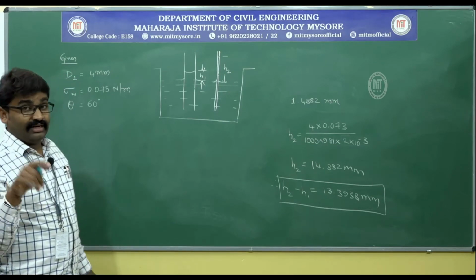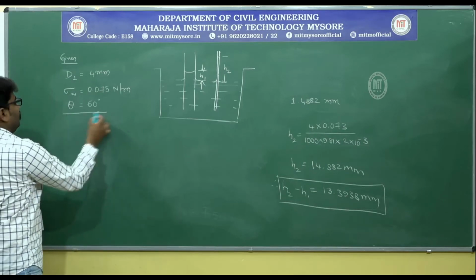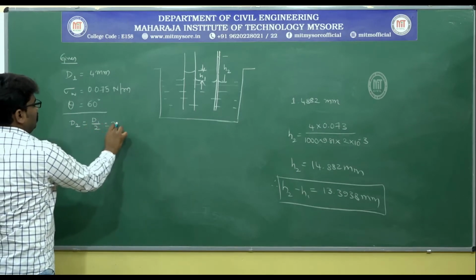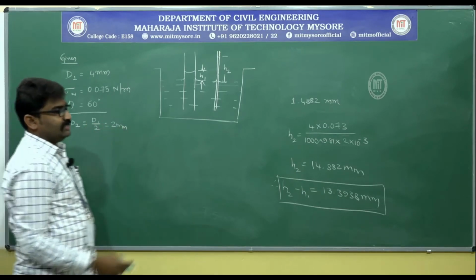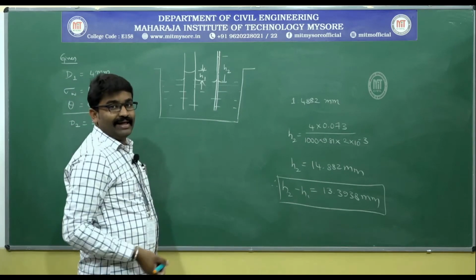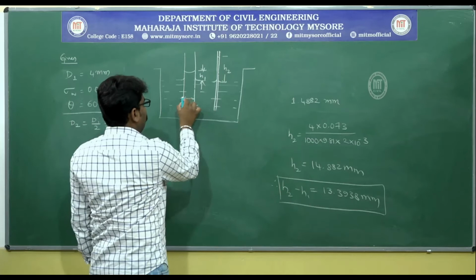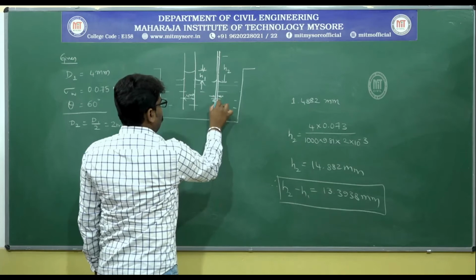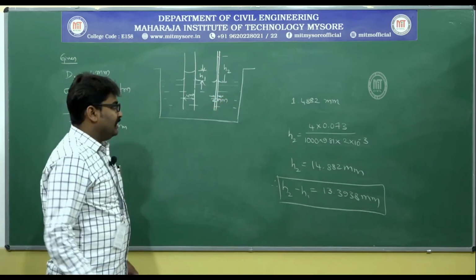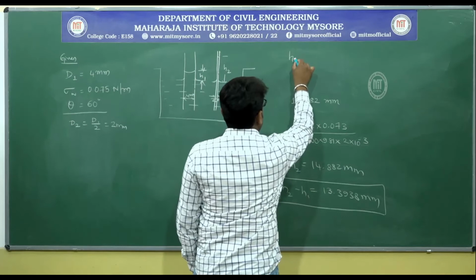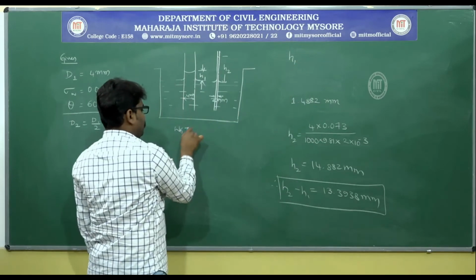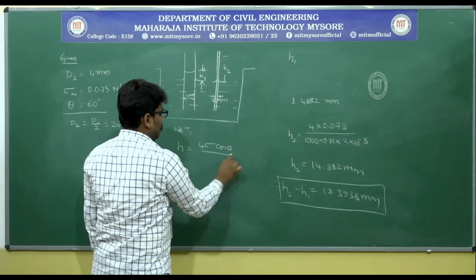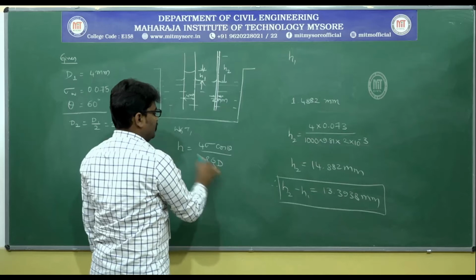Now, the point is when the diameter is reduced to half, that means D2 is equal to D1 by 2, that is 2 millimeter. That is the reason why I have kept this diagram as it is. Let this have a diameter of 4 millimeter and let this have a diameter of 2 millimeter. Now, case 1, wherein you will write H1. We know that H is equal to 4 sigma cos theta by rho g D.